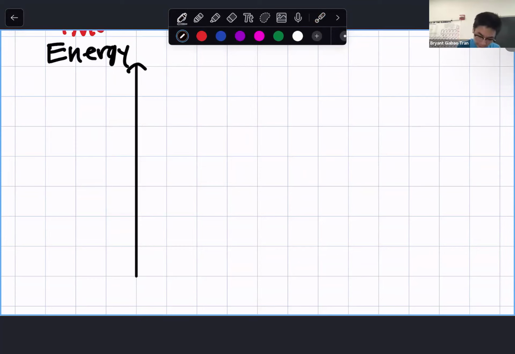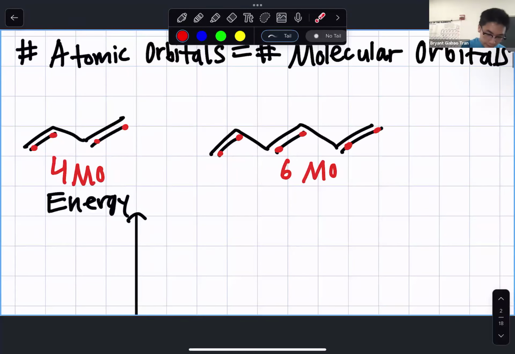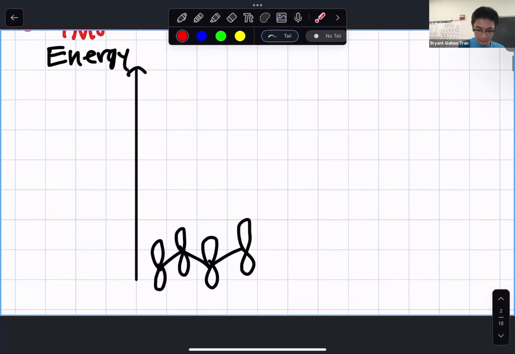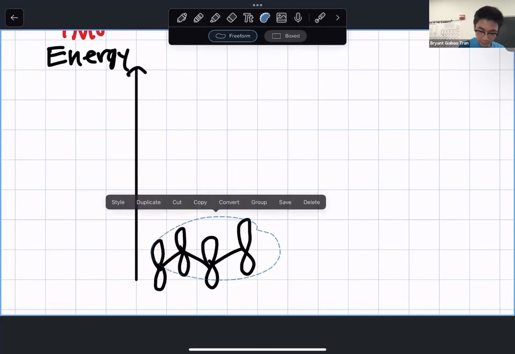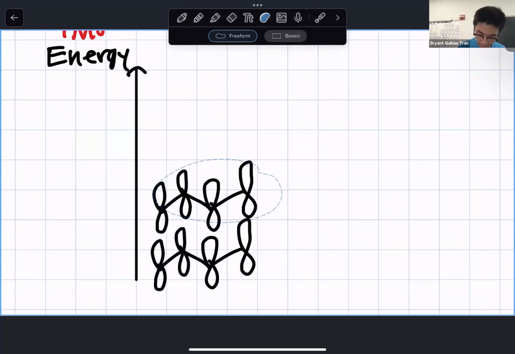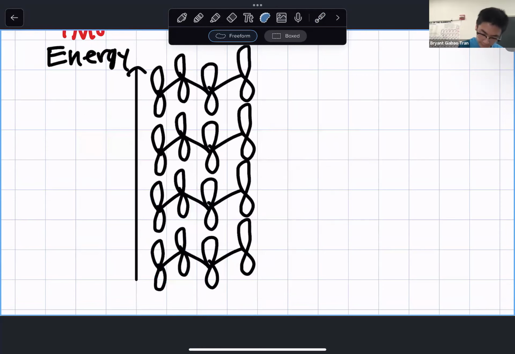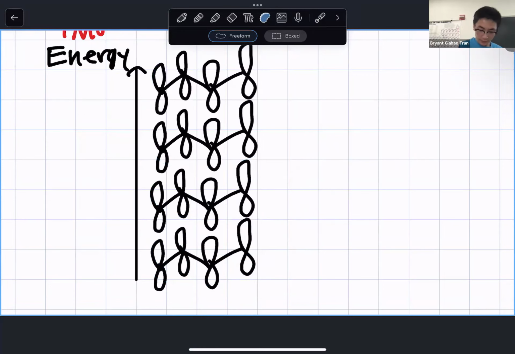We know that this 1,3-butadiene has 4 p orbitals here, because all of these atoms are sp2 hybridized, meaning that they each have 1 p orbital, which looks like a dumbbell shape like that, right? So let's draw 4 of them, because we have 4 molecular orbitals. 2, and that's 4 right there, right?